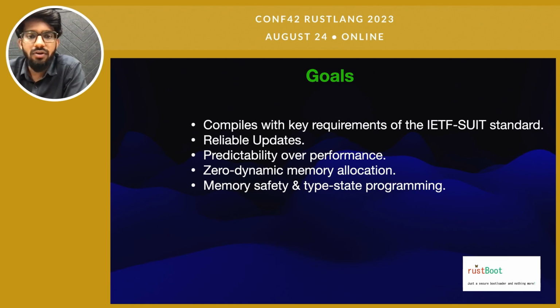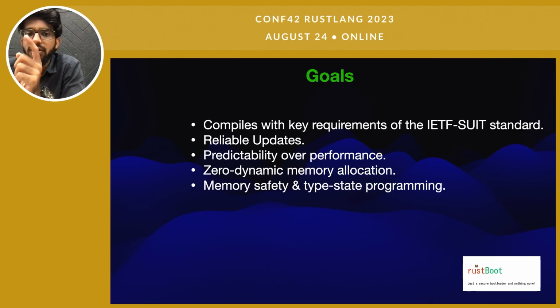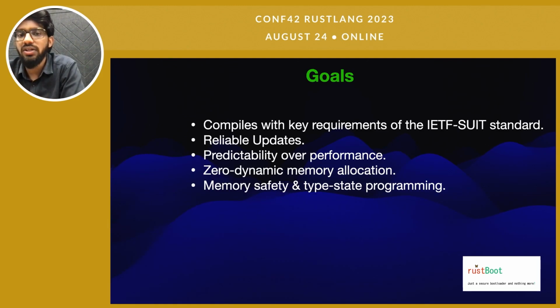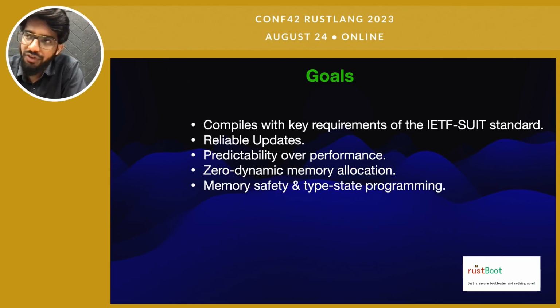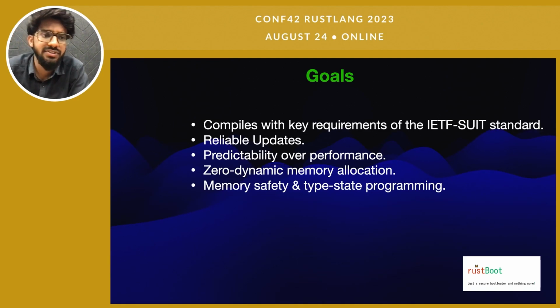That's the fourth point. The fifth point is the most important point, which is memory safety and type state programming. This is completely offered by Rust itself. Okay, so there are some features like predictability of performance, zero dynamic memory allocation, and Rust safety and type state programming. All these features are directly available from Rust. The top two features are available from maybe the first feature is available by the way you design the software. The second is how modular you're gonna make it to get reliable updates.